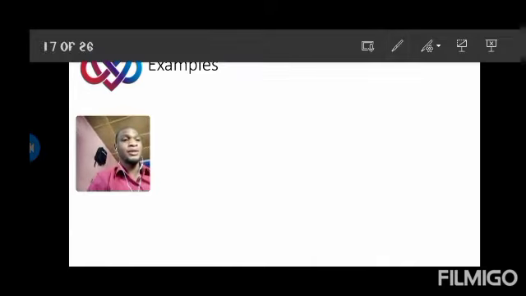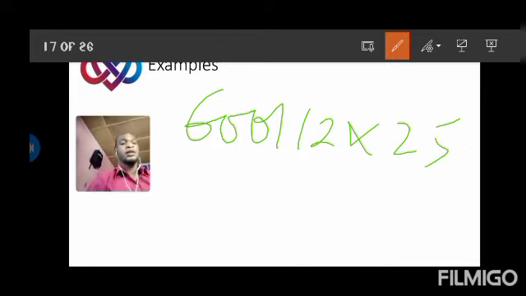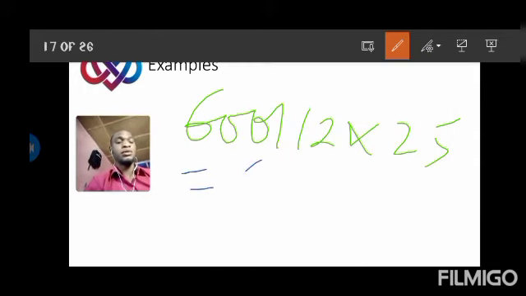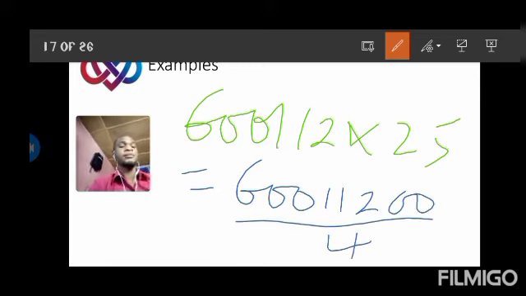I believe you are not tired. So let's take another example at random. What if I have 6001112 times 25? It could be anything. So then what do you have? We have 6001112 add 0000. You are going to divide it by 4. So you get it? So dividing it by 4. Let's see what we can get.